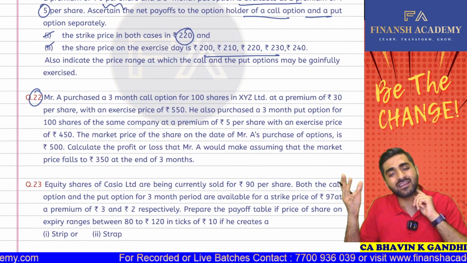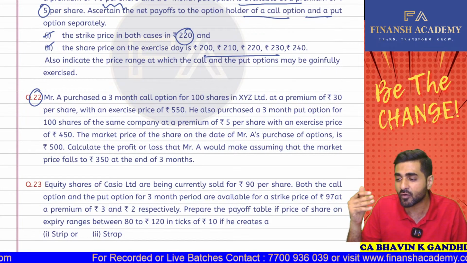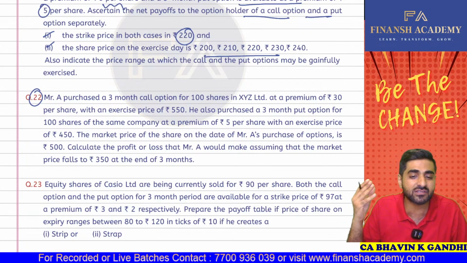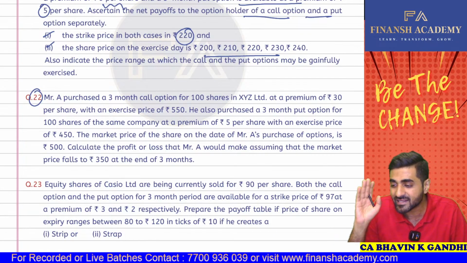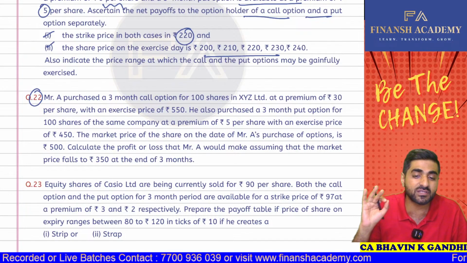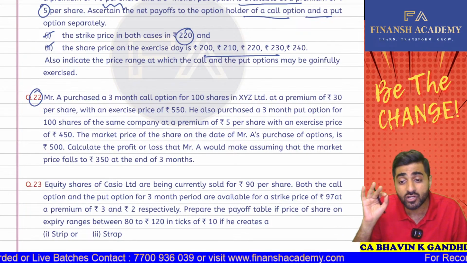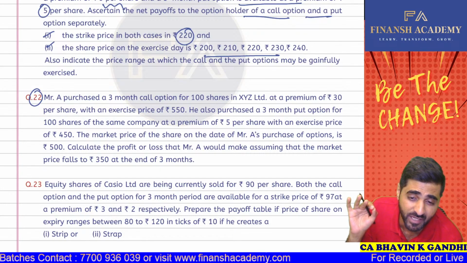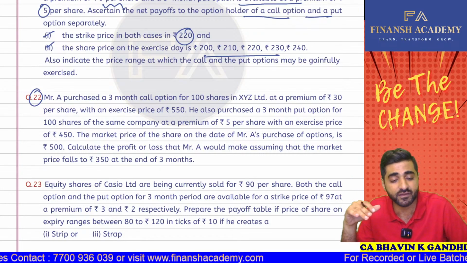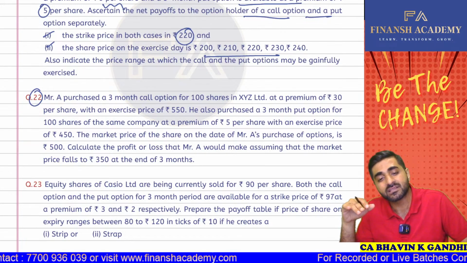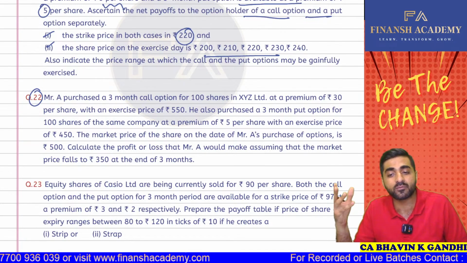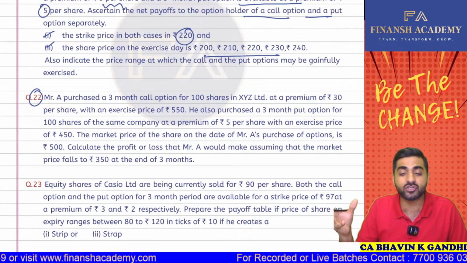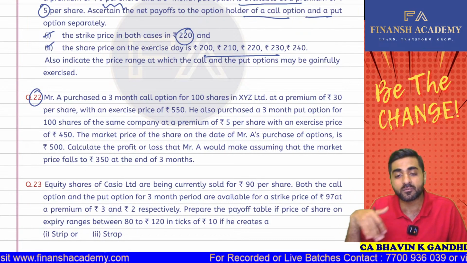See, Mr. A purchased a 3-month call option for 100 shares in XYZ at a premium of rupees 30 per share. And what is the exercise price? The exercise price is rupees 550. And he also purchased a 3-month put for 100 shares of the same company at a premium of 5 with an exercise price of 450. So you know what is happening? Mr. A is long in call option also, and he's long in put option also. So Mr. A has actually purchased call option and put option both.